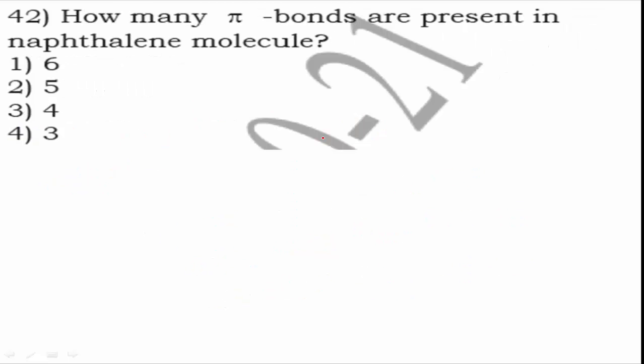Next, question number 42. How many pi bonds are present in a naphthalene molecule? Option 1 is 6, option 2 is 5, option 3 is 4, and option 4 is 3. For answering this question, first we remember, and it is very important to know, the naphthalene structure. Students, we know the structure of naphthalene is written like this.